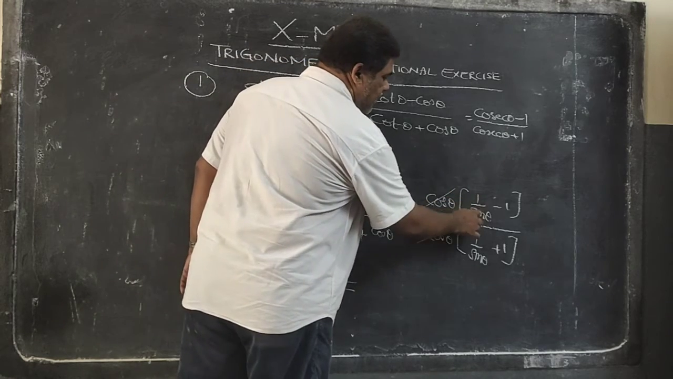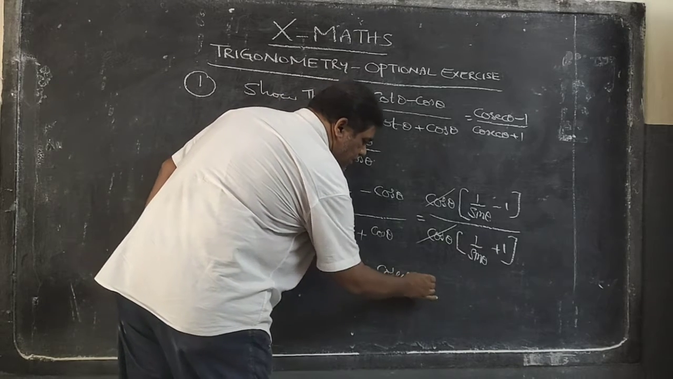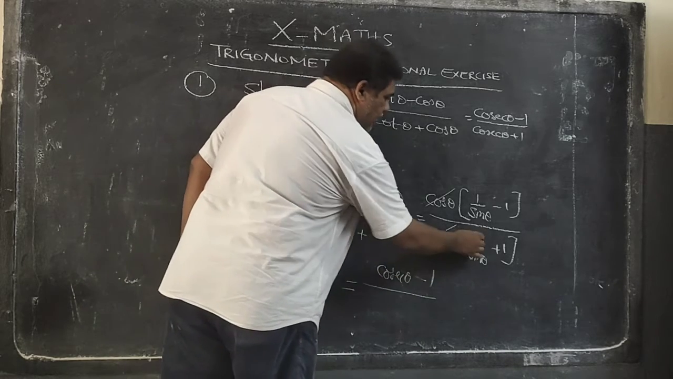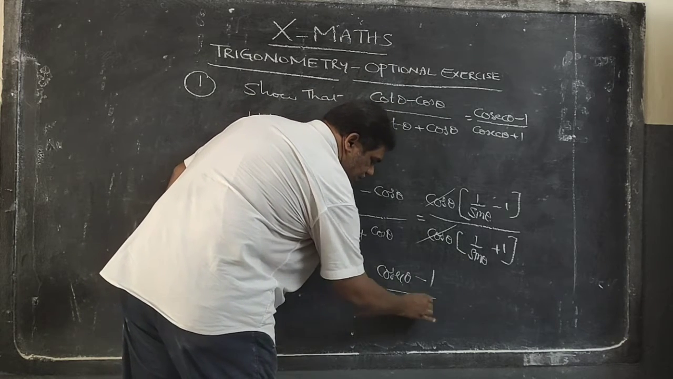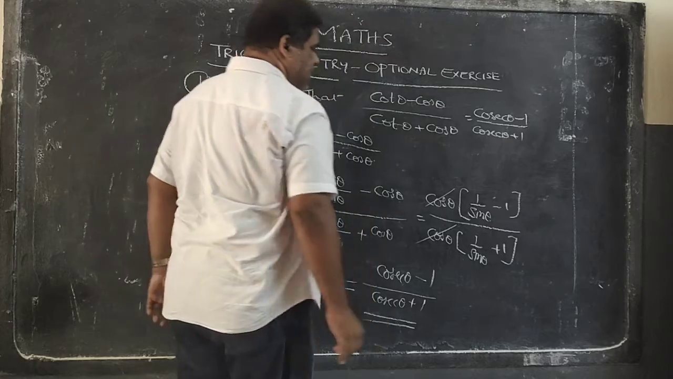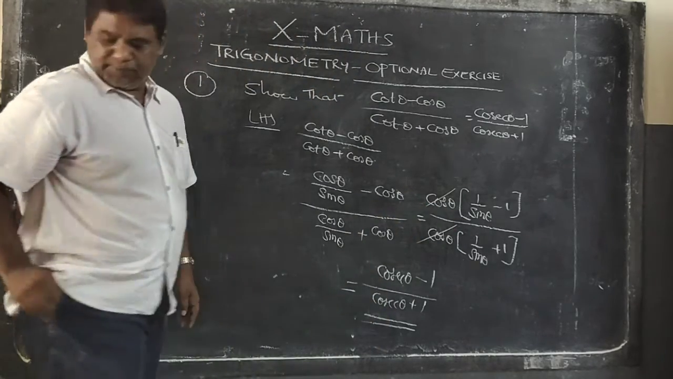Reciprocal of sin theta, 1 by sin theta, is known as cosecant theta, so cosecant theta minus 1 by cosecant theta plus 1. That is the answer: cosecant theta minus 1 by cosecant theta plus 1.